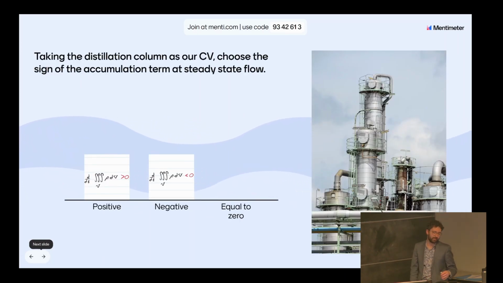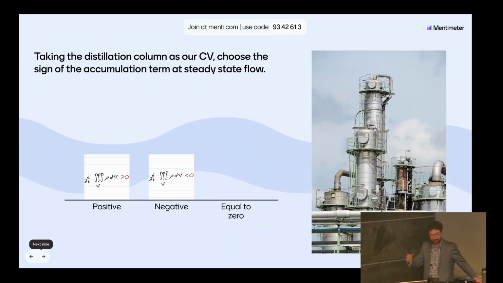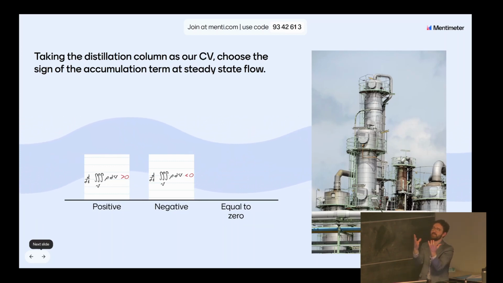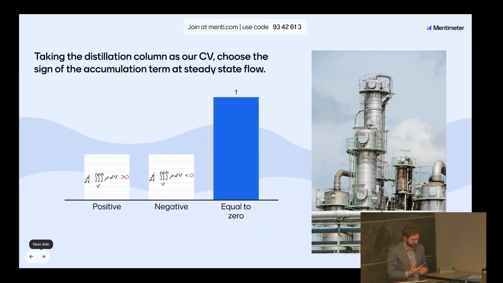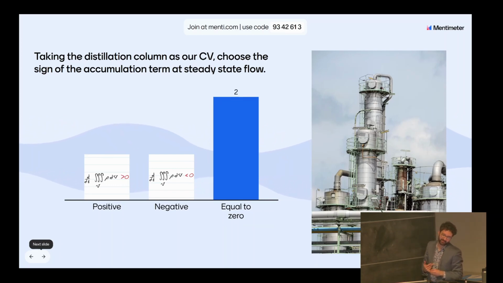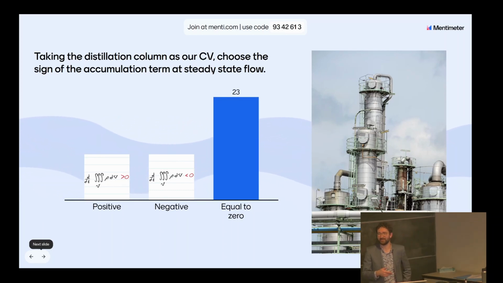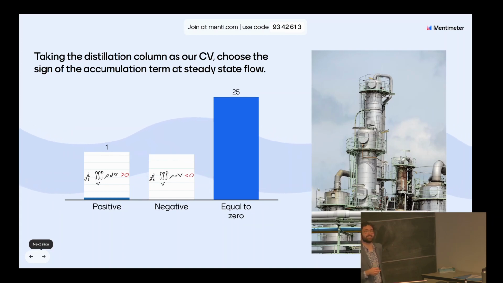What about this example? Assume we have a distillation column. You consider the bounds of that distillation column as your control volume. What about the accumulation term there? In a steady state flow case, which if you have a distillation column at home, you probably want to run it under most of the time, or else it will fill up and become quite dangerous. Or I guess it could drain. Okay, so it's equal to 0. We don't want to accumulate anything over time.